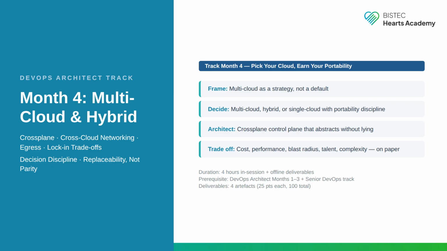The 4 learning objectives today. First, decide between multi-cloud, hybrid, and single cloud with portability, and defend the call in writing. Second, architect a cross-plane control plane that abstracts portably without lying about the leaky abstractions. Third, design cross-cloud network topology, transit, DNS, identity, with the topology that matches the workload reality. Fourth, author a cost, performance, and blast radius trade-off matrix with real numbers, not feelings.